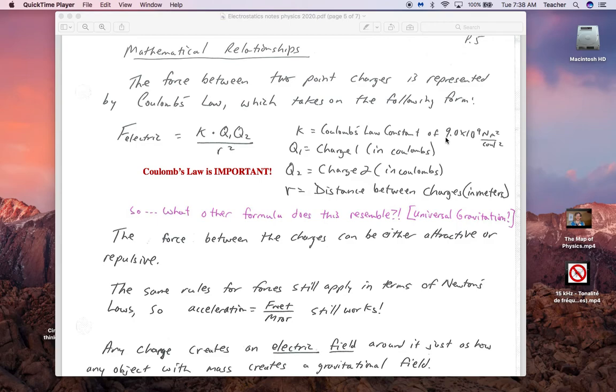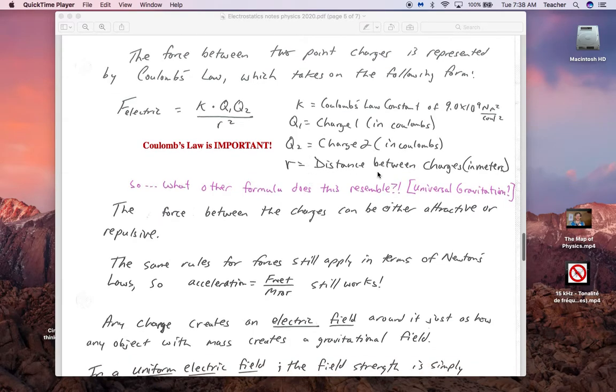So K is a constant, 9 times 10 to the positive 9th. Don't worry too much about the units. It ends up where we get a force here in newtons. Charge 1, Q1, in coulombs. Charge 2, Q2, in coulombs. And r is the distance between the charges in meters. So this really resembles the universal gravitation formula we talked about a month ago. They look very much the same.